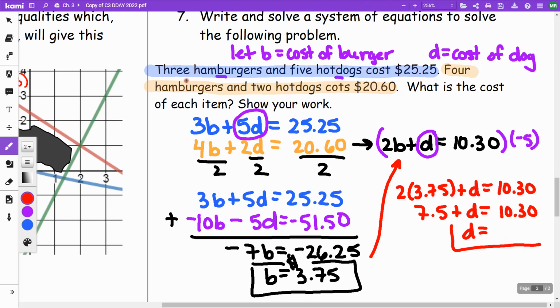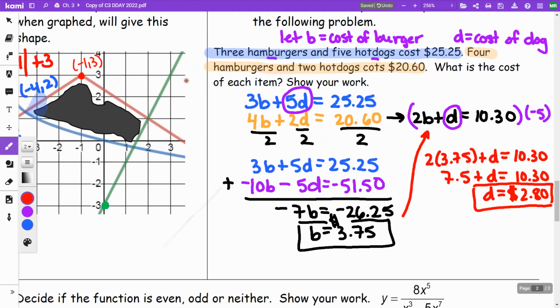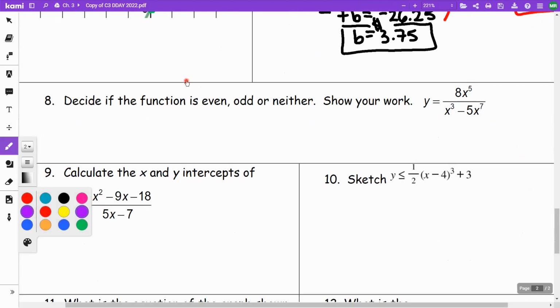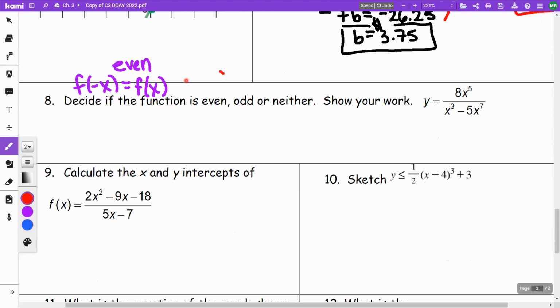Let me just spread this out. $2.80 for a hot dog. Decide if this is even or odd. So a little reminder again, if I put in a -x and I get the same thing back, that's even. If I put in a -x and I get the opposite of the original equation back, that's odd. Otherwise, it's neither. You need to put in a -x. You need to show me what you get, and then you need to tell me what that means.